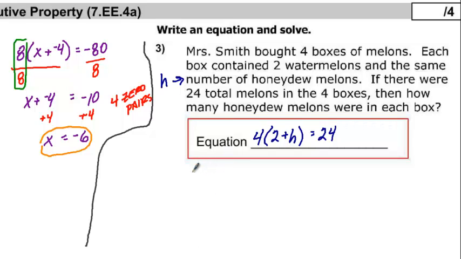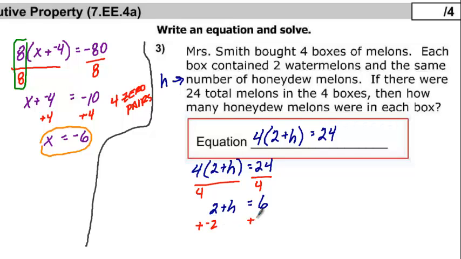So I'm going to bring my equation down. 4 times (2 plus h) equals 24. I'm going to divide both sides by 4. So now 2 plus h equals 24 divided by 4, which is 6. I'm going to add a negative 2 to both sides to get rid of that constant 2, and I get h is equal to positive 4. You know it's going to be positive. You can't have a negative number of melons.